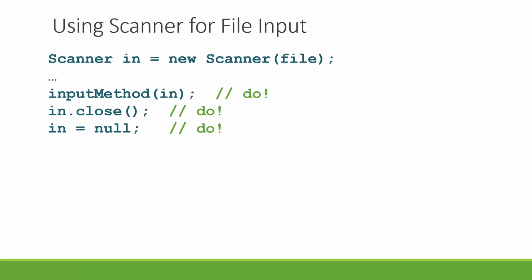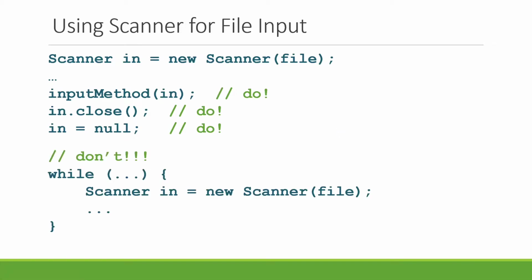Now here's something you should not do with a scanner, whether you're working with a file or with system.in. Don't create a scanner inside a loop. Even if you say, well, I'm going to close the scanner and then assign it a null when I'm done, loops execute fairly quickly, so even if you are constructing the scanner and then destroying it right away, you're rapidly creating scanner objects in memory. If your loop is going to execute 10 or even 50 or 100 times, you're going to fill up memory really fast with scanner objects before the garbage collector has time to come and clean them up.